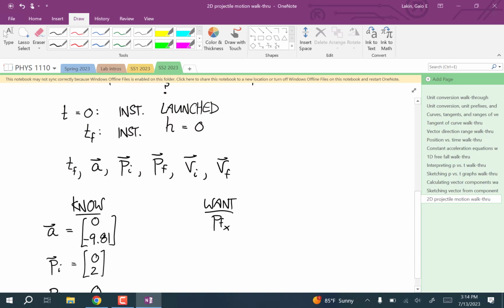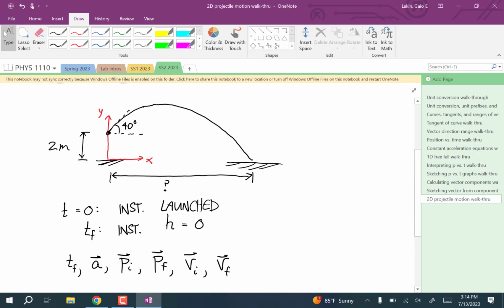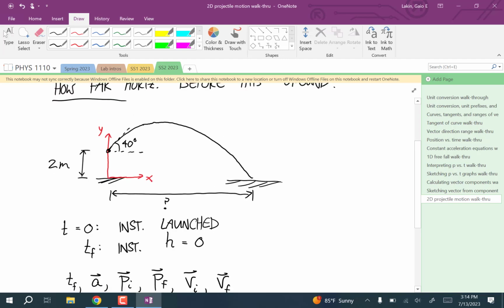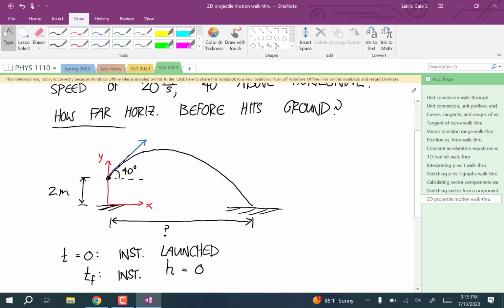What about initial velocity? Well, this is where we're going to have to use the angle and the speed. So notice that this initial velocity vector is this, okay? And it has a magnitude of 20 because the speed is 20 meters per second. So you're trying to figure out the components of this vector with magnitude 20 in this red coordinate system. So pause the video and see if you can calculate those components.